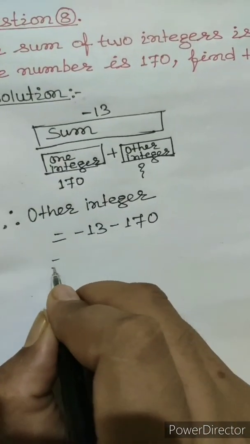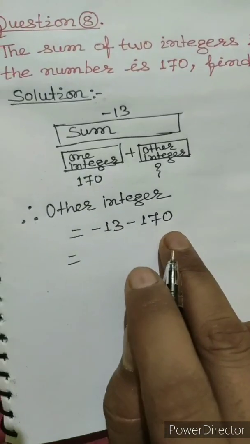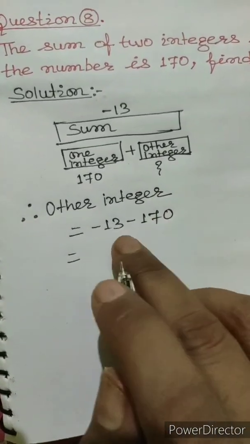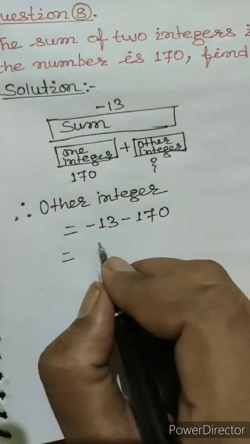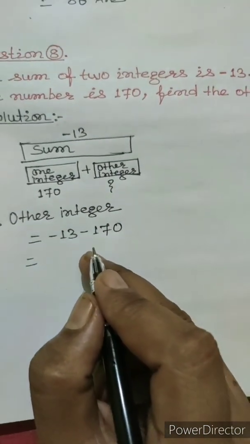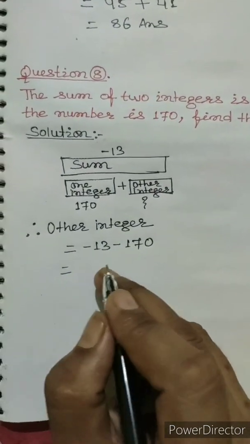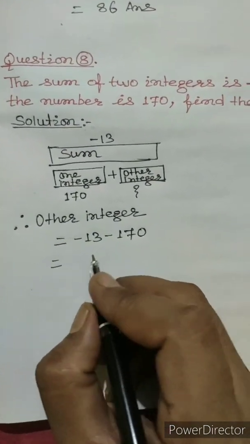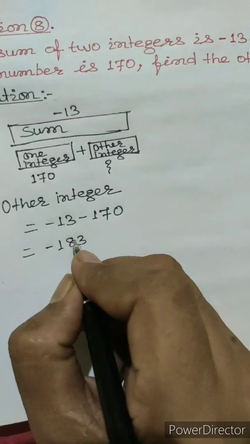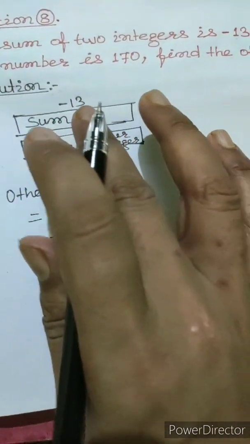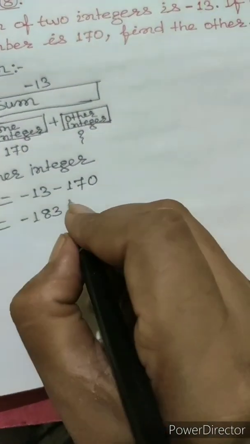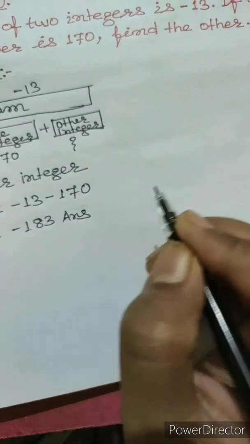170. Yes or no? What we are finding is that both the integers have the same sign. So what will you do? Both the integers you will add and put the same sign. So minus 13 minus 170 equals, both you will add first. So it will be 183, and you will put the same sign. So minus 183 is the sum, this other integer. So other integer equals minus 183. This is your answer. This is one method.